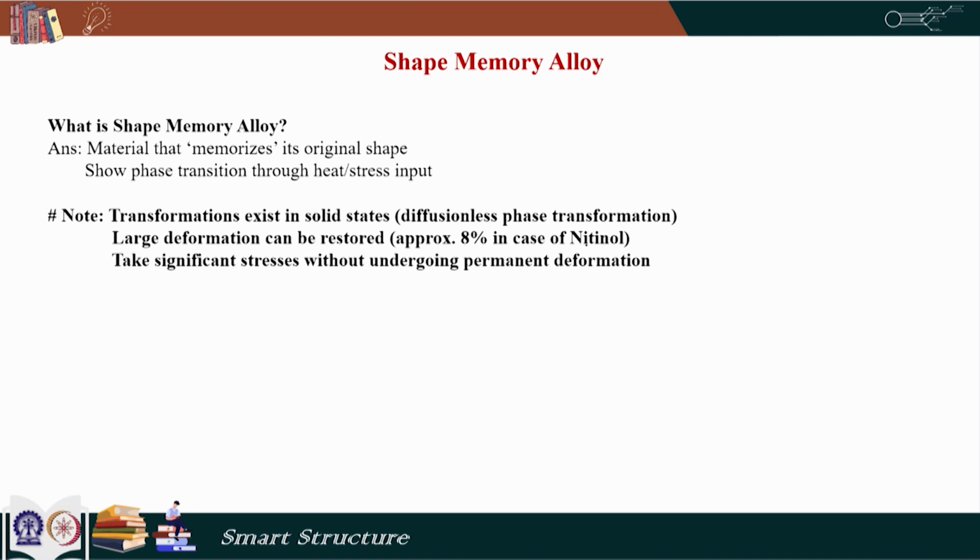So, in case of nitinol, which is one type of shape memory alloy, around 8% of deformation can be restored. We will see in details what this means, what the restoration of deformation means, what is meant by phase transition as we progress, and these materials can take significant stresses without undergoing permanent deformation.